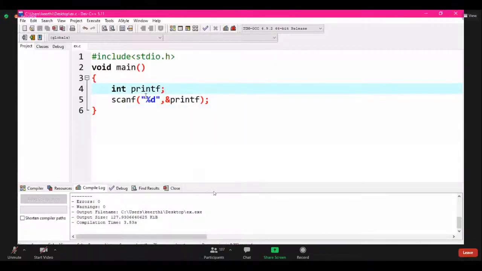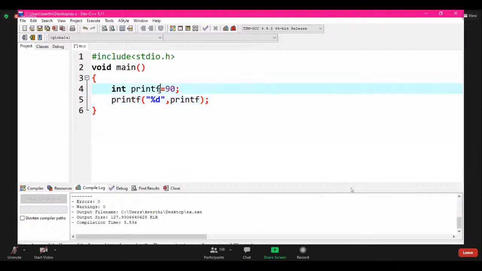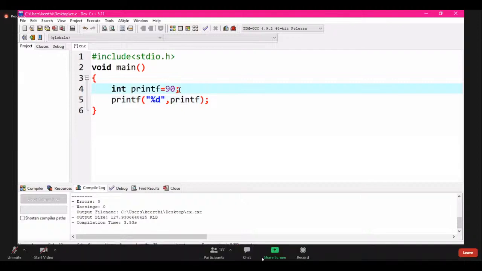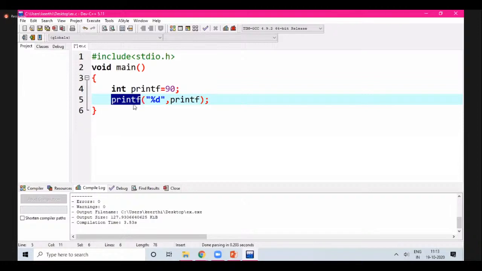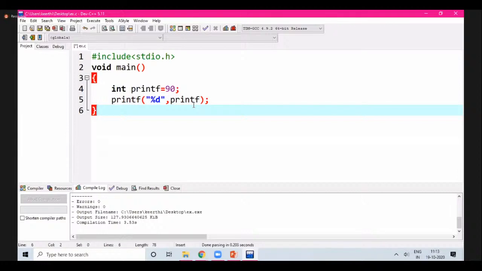Now, when is there ambiguity? Suppose I have initialized printf with some value, and I try to use printf here again. This is an ambiguity problem, because in the fourth line you are telling your compiler that you want to use a printf variable of type integer where you have initialized a value as 90. That is, you are making printf act as an identifier or a variable name. But in line number 5, you are using printf at the same time as a function call, printing a value with printf. So this is an ambiguity.